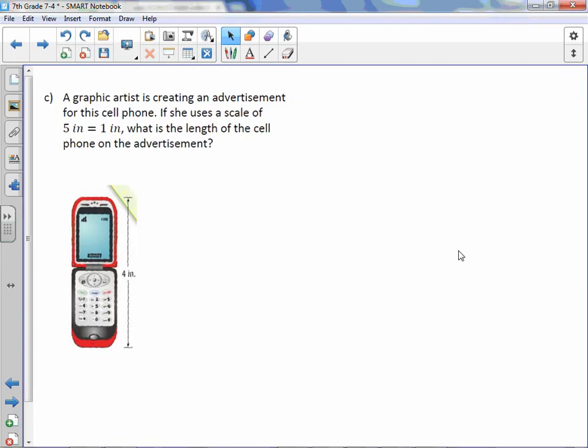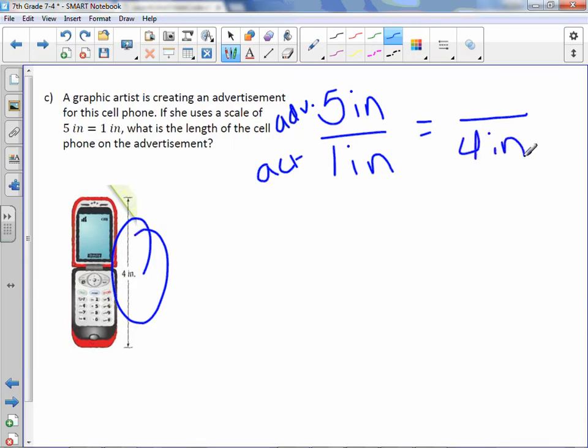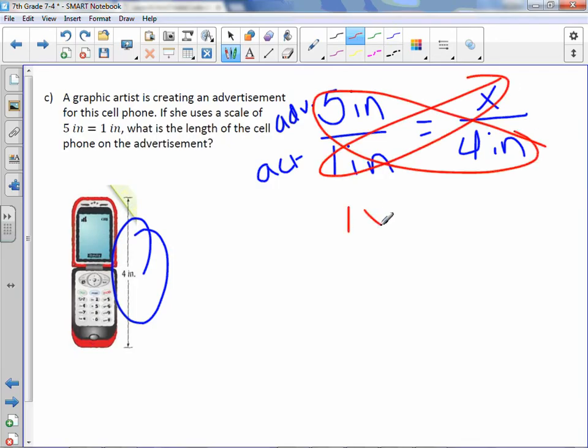A graphic artist is creating an advertisement for this cell phone. If she uses a scale of 5 inches to 1 inch, what is the length of the cell phone on the advertisement? So we have 5 inches to 1 inch, where 5 inches would be our advertisement, and 1 inch would be the actual. Now the actual length of the cell phone is 4 inches, so we're going to line it up in the denominator with the actual amount, and our unknown being in the numerator. Cross multiply. 1x equals 20. Divide by 1. X equals 20 inches.